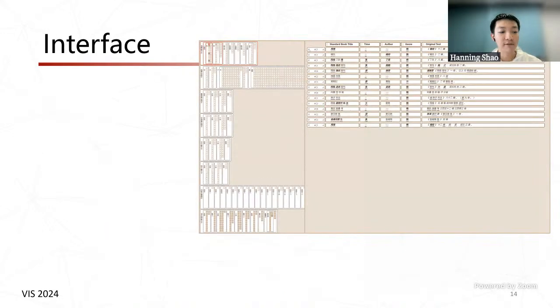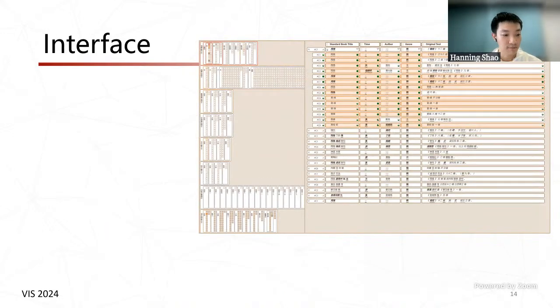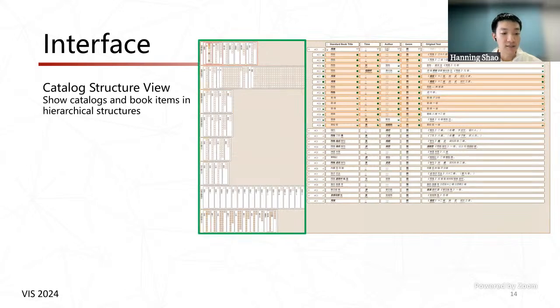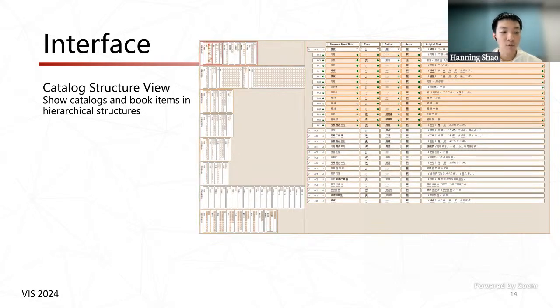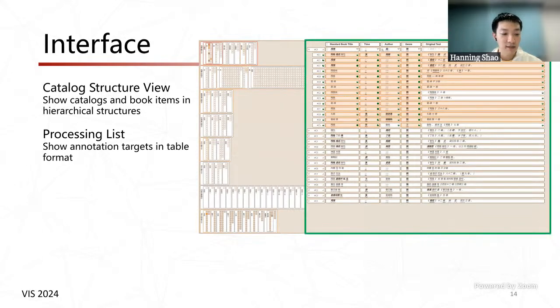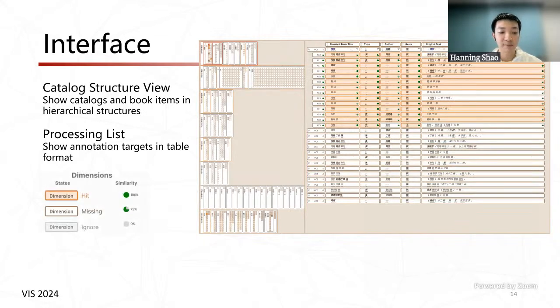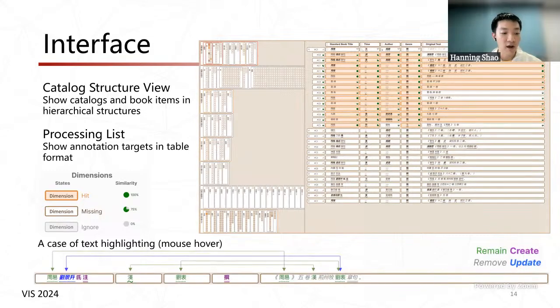And we also have a system for annotators. On the left is the catalog structure view, and catalogs and the book items are displayed in the original hierarchy structures. And on the right is the processing list. Entries are displayed in table format here. We also decorate the table cells to enhance the similarities between entries and their recommendations. And when hovering, we highlight the text through changing their style and color to help with the text comparison.